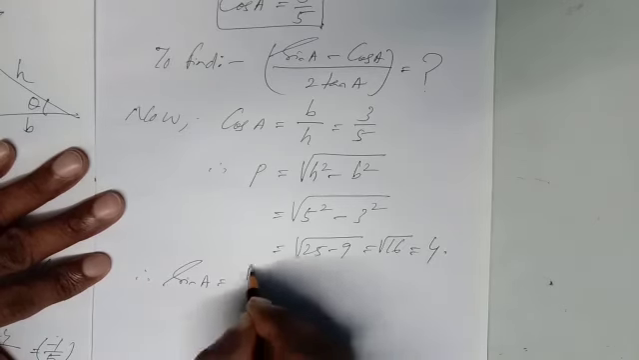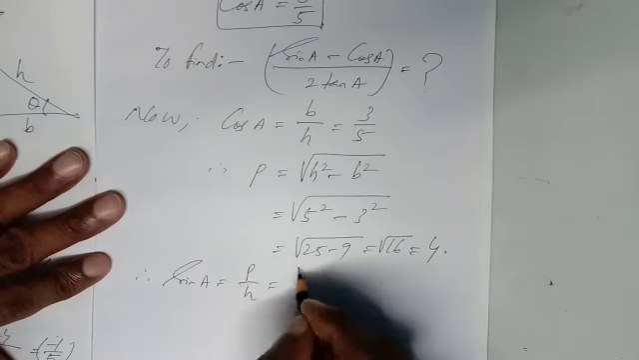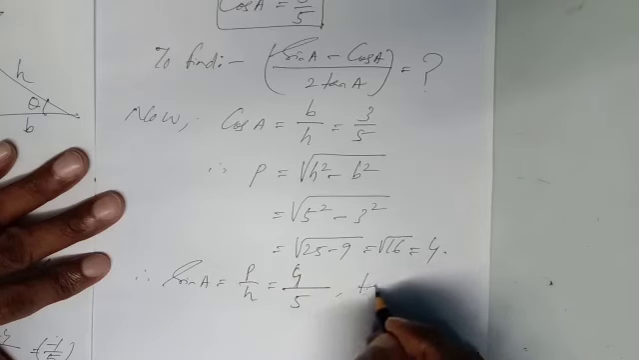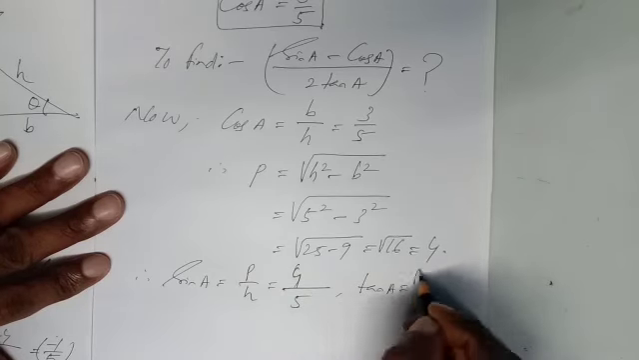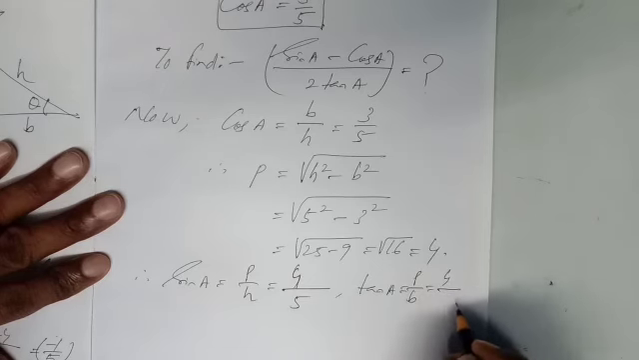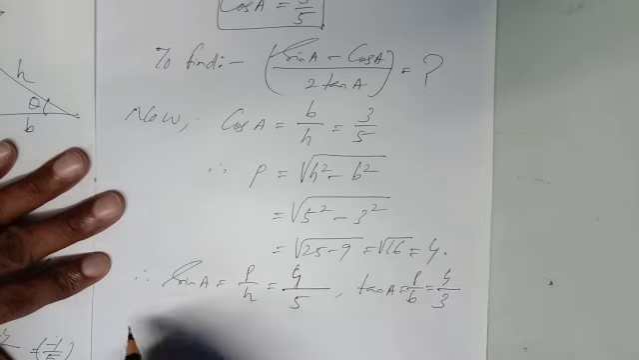You can easily find sin A. Sin A means P by H. P means 4, H equal to how much? 5. And tan A, the formula is P by B. P means here 4, B means here 3. Okay. Now put the values.